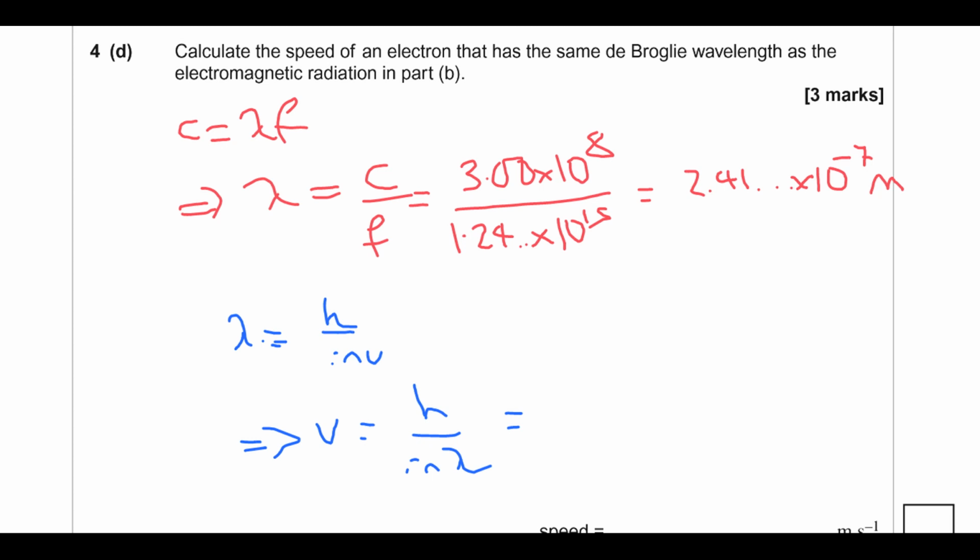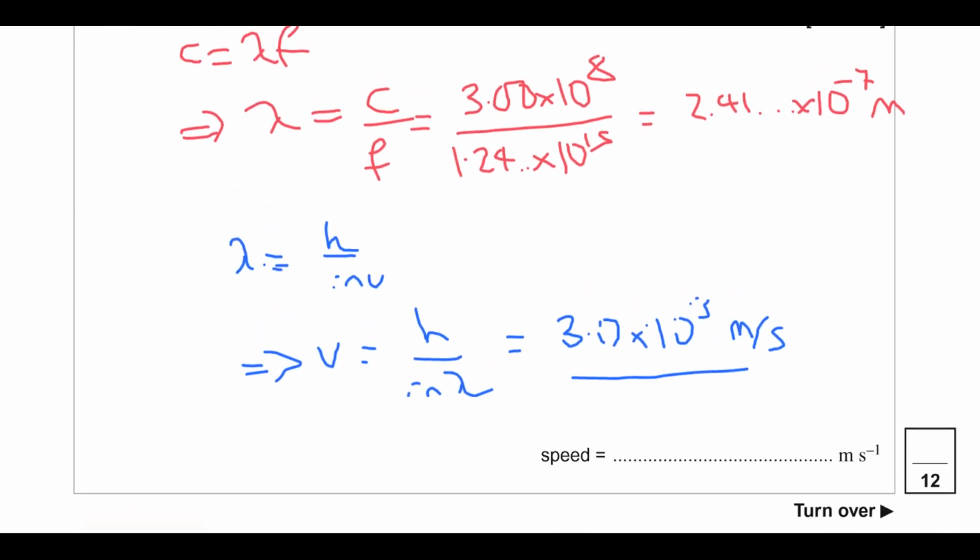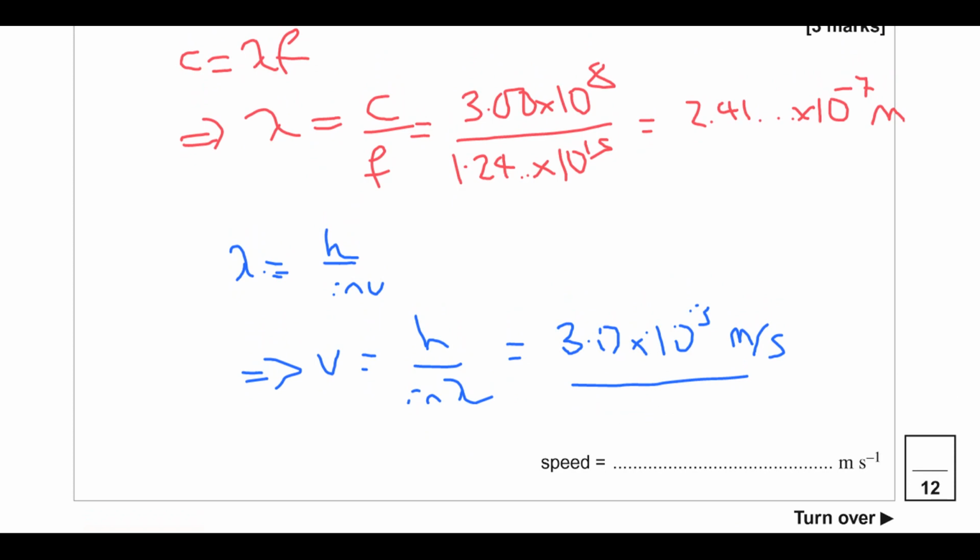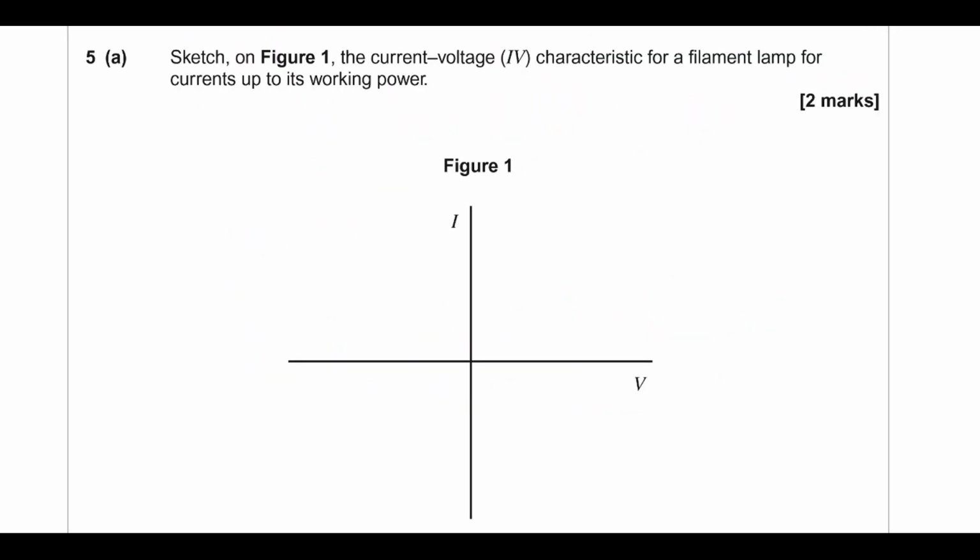3008. So let's give that to an appropriate number. Let's go 3.0 times 10 to the 3 meters per second as your final answer there when you put those values in. Okay, so that should finish off this question 4. Let's carry on. So moving on to some DC circuitry.